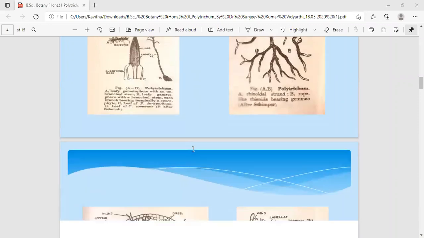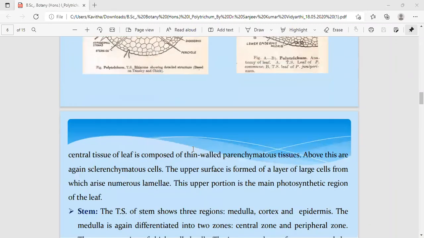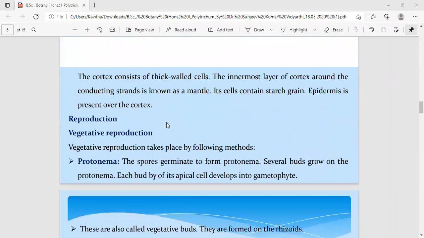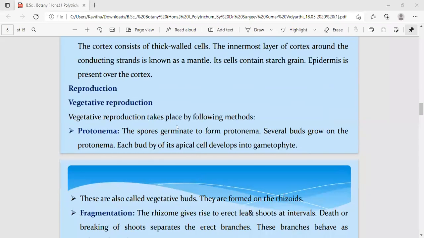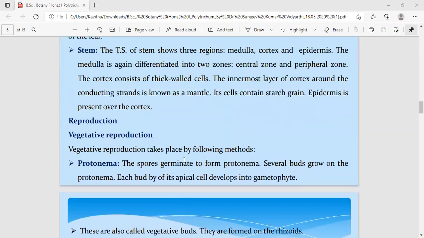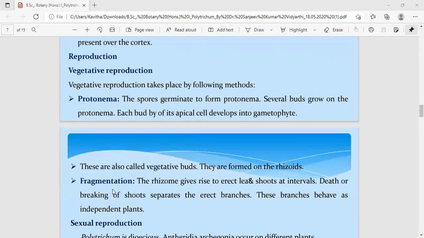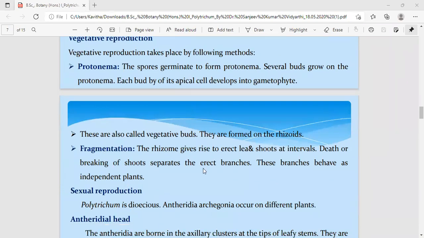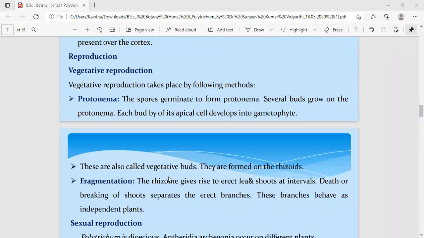Now we are switching to the reproduction of Polytrichum. Polytrichum reproduces by vegetative means, asexual, and sexual reproduction. When we talk about vegetative reproduction, first, it reproduces with the help of fragmentation. That means when the branches of the plant are separated and detached from the plant, they will behave as an independent plant. So this is called fragmentation.